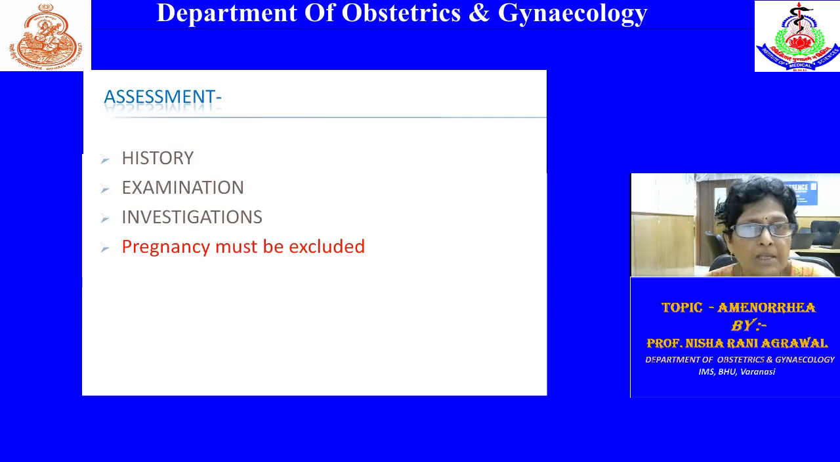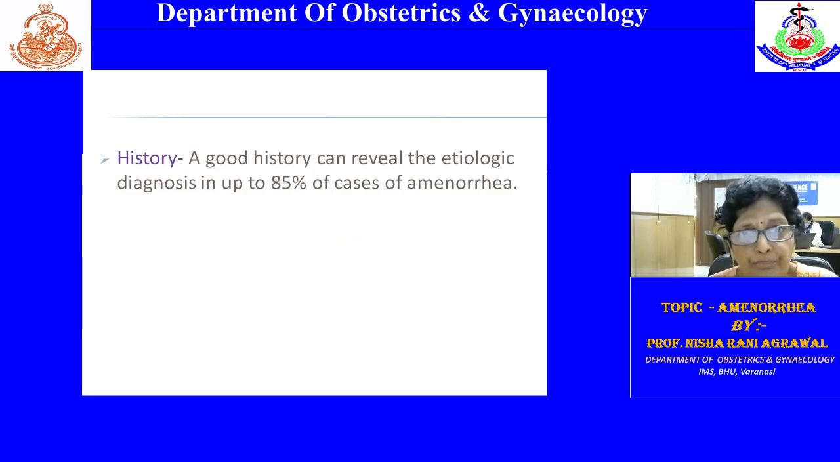Now coming to the assessment of the patient with amenorrhea. Proper history, elaborate history in fact, examination, and investigations should be done, and pregnancy must be excluded in secondary amenorrhea. A good history can reveal the etiological diagnosis in up to 85% of cases of amenorrhea.